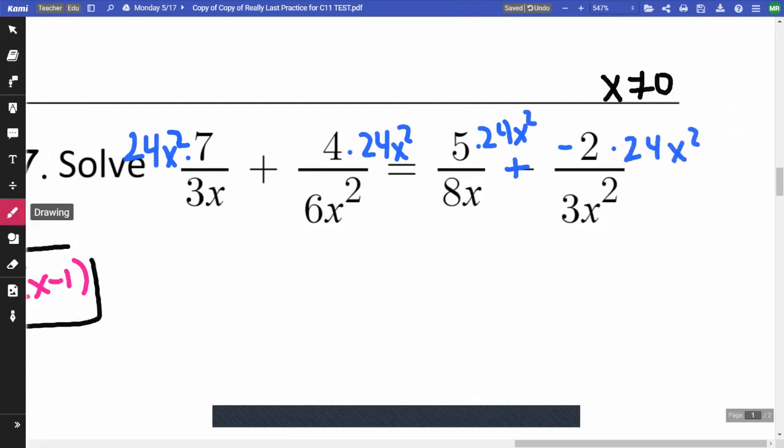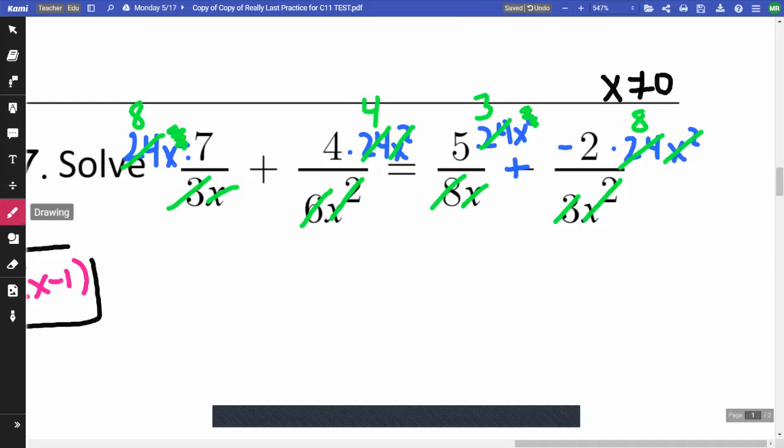And again, hopefully we have things cancel out. So 3 goes into 24 8 times. This x cancels with this, so I don't have that square anymore. X squared all gone. 6 goes into 24 4 times. This x goes into this x squared once, so that square is gone. 8 goes into 24 3 times. X squared gone. 3 goes into 24 8 times.